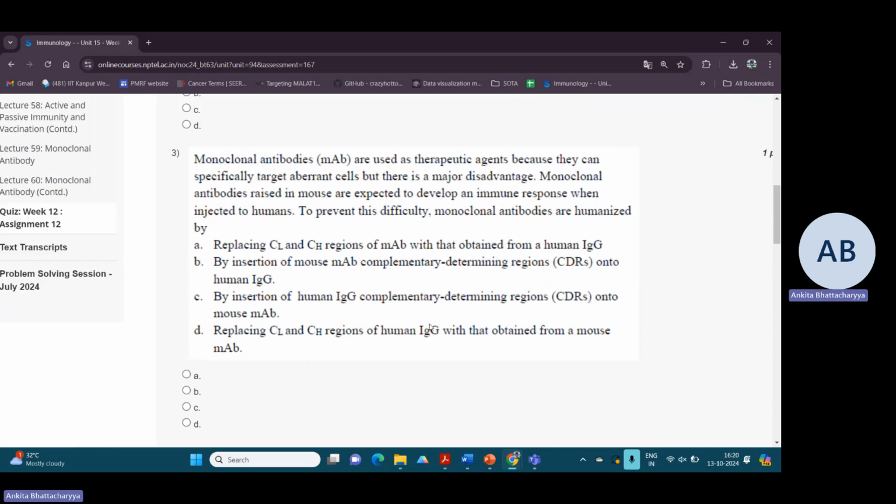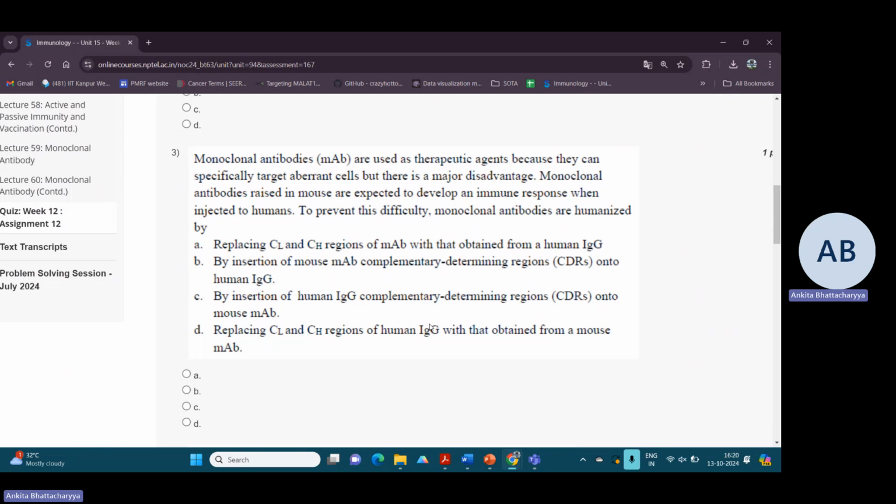Monoclonal antibodies or MABs are used as therapeutic agents because they can specifically target aberrant cells. But there is a major disadvantage. Monoclonal antibodies raised in mouse are expected to develop an immune response when injected into humans. To prevent this difficulty, monoclonal antibodies are humanized by doing which of the following.